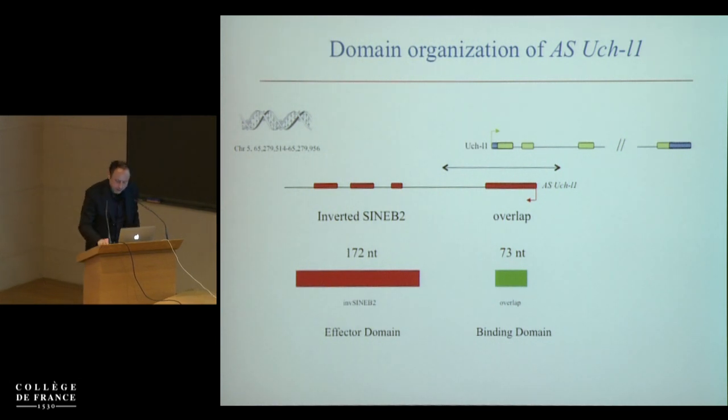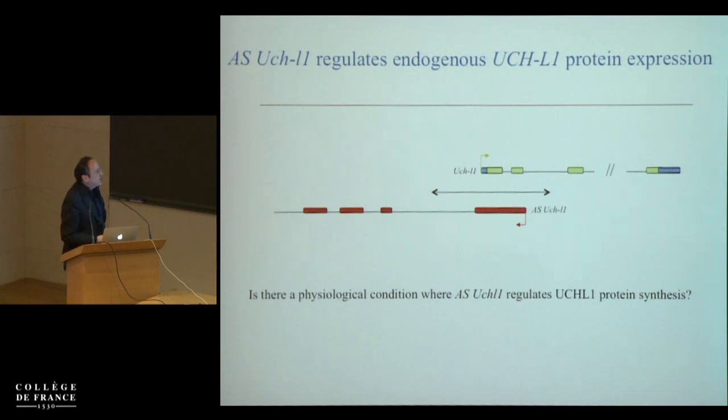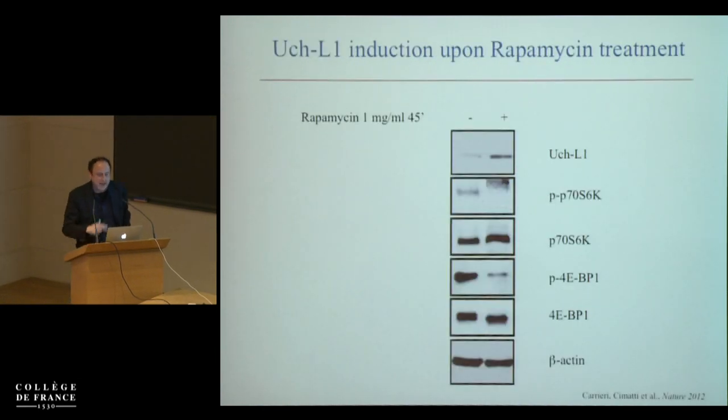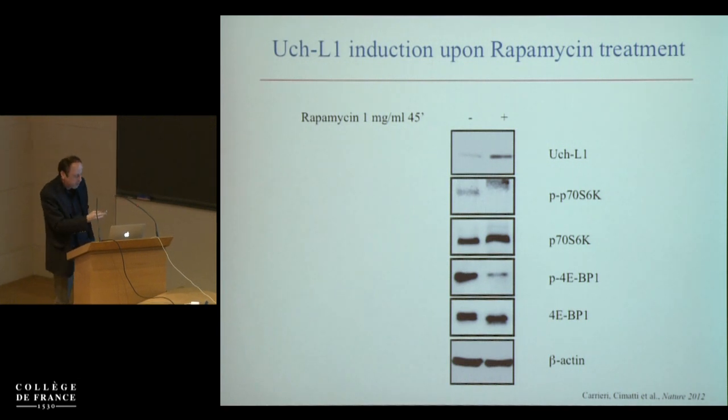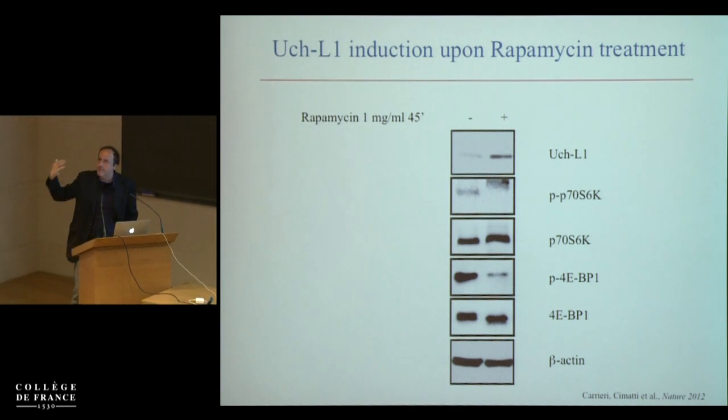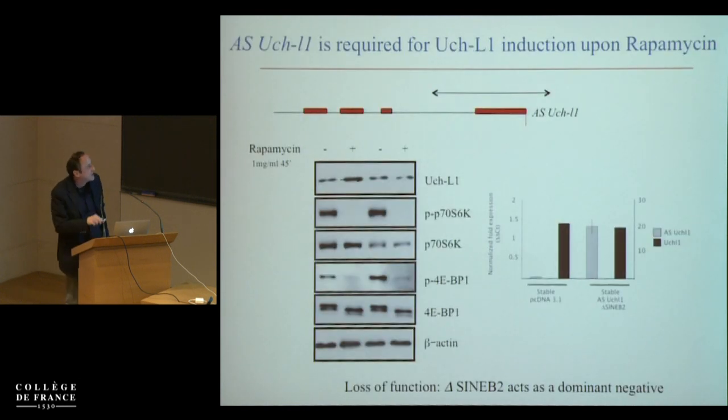Okay? So, is there any physiological condition where antisense UCHL1 regulates UCHL1 protein synthesis? I want just to make a long story short. We showed that rapamycin, an inhibitor of mTOR activity, actually increases UCHL1 protein level, and this increase requires the expression of the antisense. When we knock down the expression of the antisense or its function, rapamycin is not any longer able to increase UCHL1 protein level.